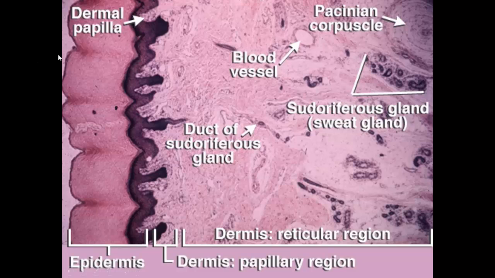So here you see the epidermis of the skin. Here is the papillary layer of the dermis. Notice how it's a little more open looking. And then here would be that dense, irregular connective tissue that's the dermis. And you're seeing various structures that are embedded in the dermis, oil glands and sweat glands.